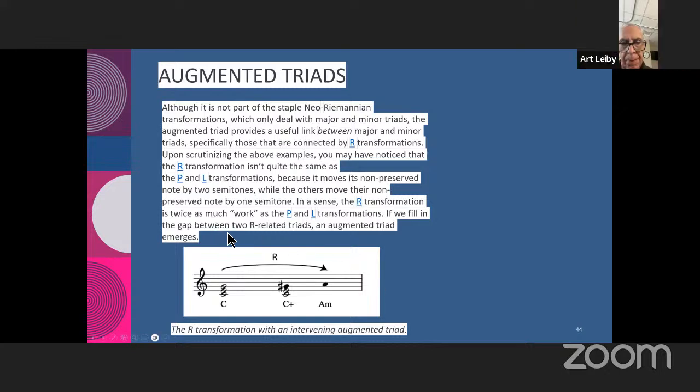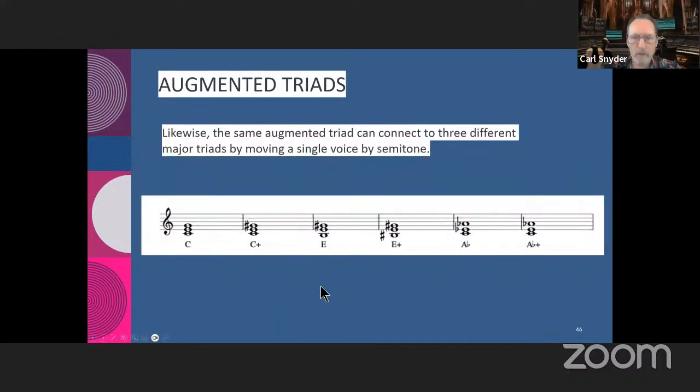If we fill in the gap between 2 R-related triads, an augmented triad emerges. So we go C augmented, we get A. Likewise, the same augmented triad can connect to 3 different major triads by moving a single voice by a semitone. Augmented, augmented, augmented.